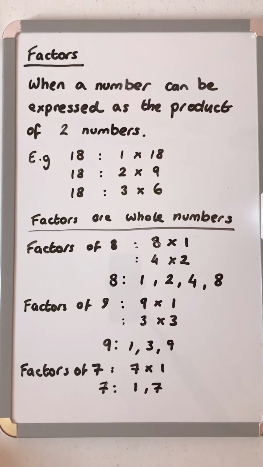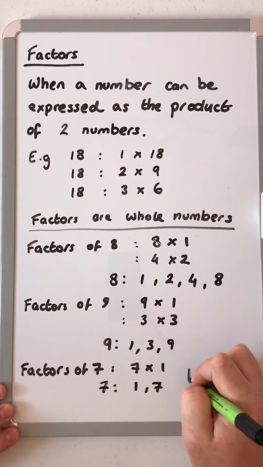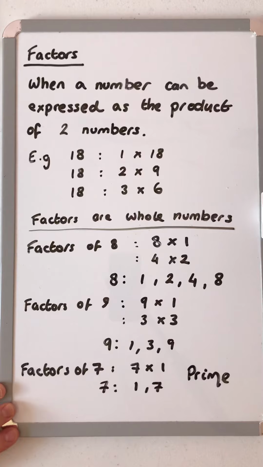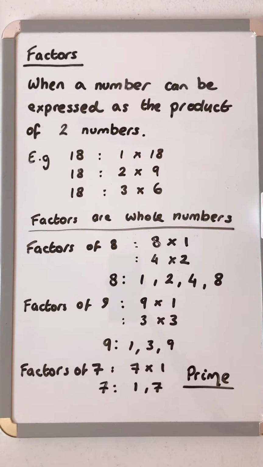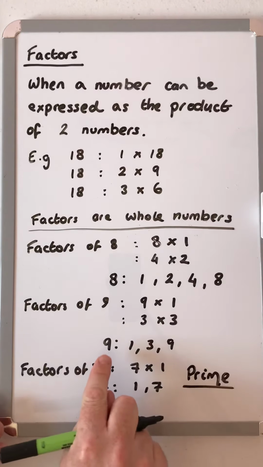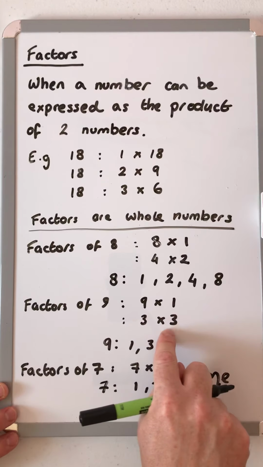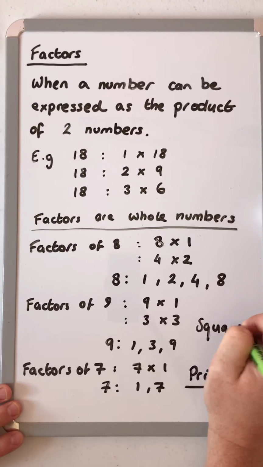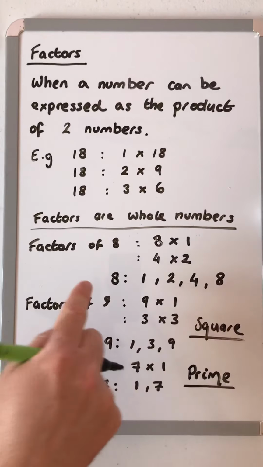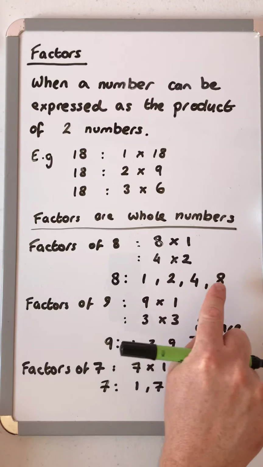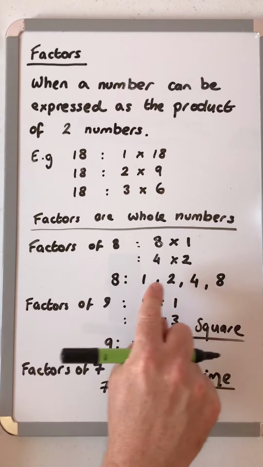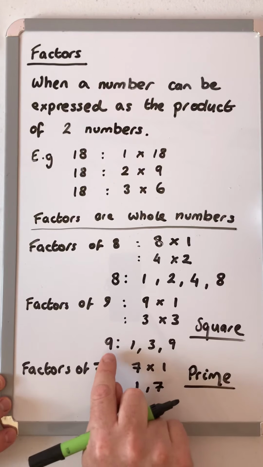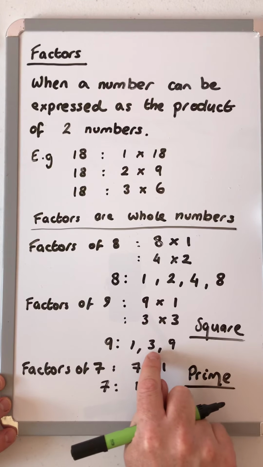What type of number is 7? Well, 7 has got 2 distinct factors. Therefore, it's prime. 9 can be represented by a 3 by 3 array, so that's a square number. And 8 has got 1, 2, 3, 4 factors. 4 distinct factors.